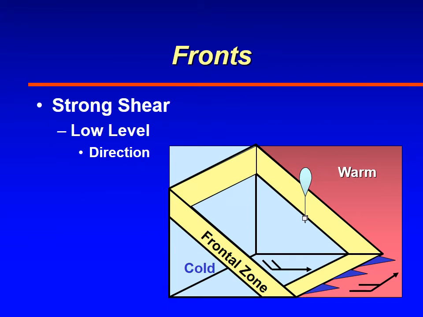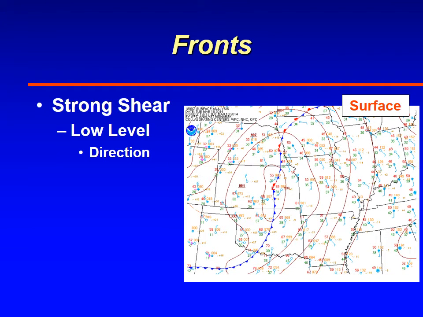And then also fronts have strong shear. You probably know this already. After a front goes through, the winds change direction, and typically on surface charts that's how we find fronts. So down low, most of the strong shear is a result of direction. And here's another picture. It shows you an actual front. This is a cold front across Oklahoma, and you can see how the winds shift. Out ahead of it, the winds are out of the south. Behind it, the winds switch around rapidly to the west.